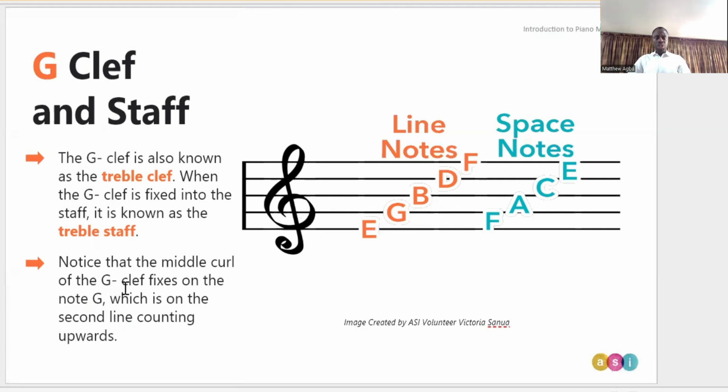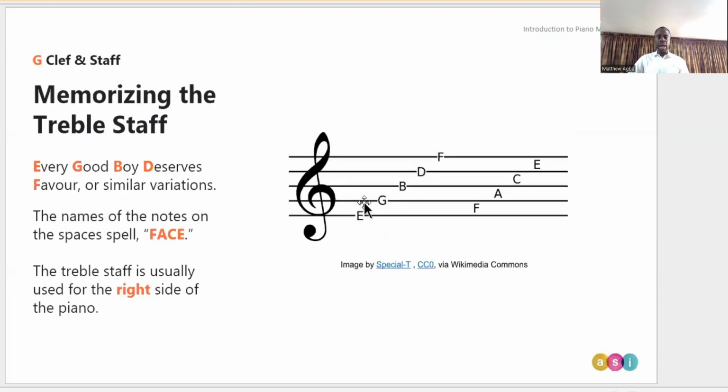Notice that the middle coil of the G clef is fixed on the note G. So if you want to draw the treble clef, it starts on the second line. You draw it, move up and then down like an umbrella handle. So the middle coil is fixed on the note G, which is the second line counting upward. So we look at the lines and the spaces, the letter names of the notes. We have E, G, B, D, F, and here, F, A, C, E. So we'll talk about that in our next slide.